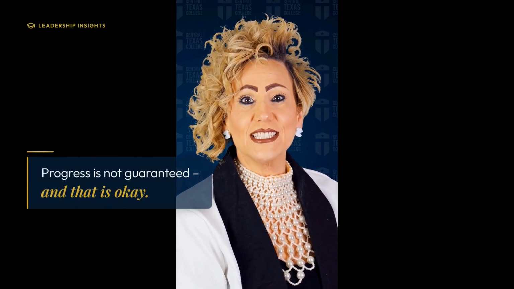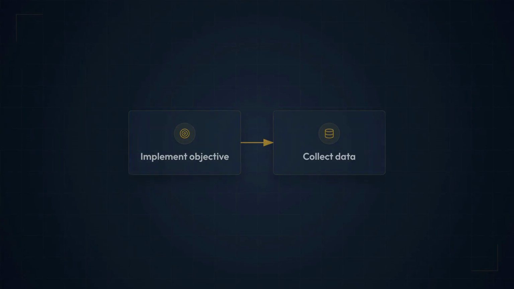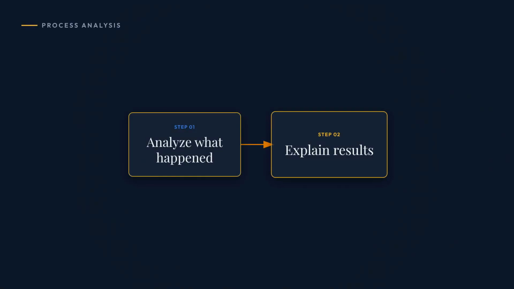Your data should be able to show whether you made progress, made no progress, or even experienced a decline. Remember, progress is not guaranteed, and that is okay. The purpose is to implement your objective, collect the data, analyze what happened, and explain the results.